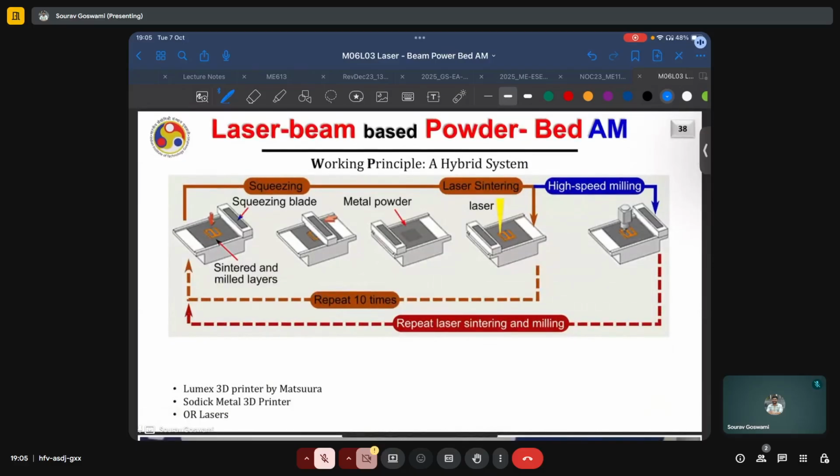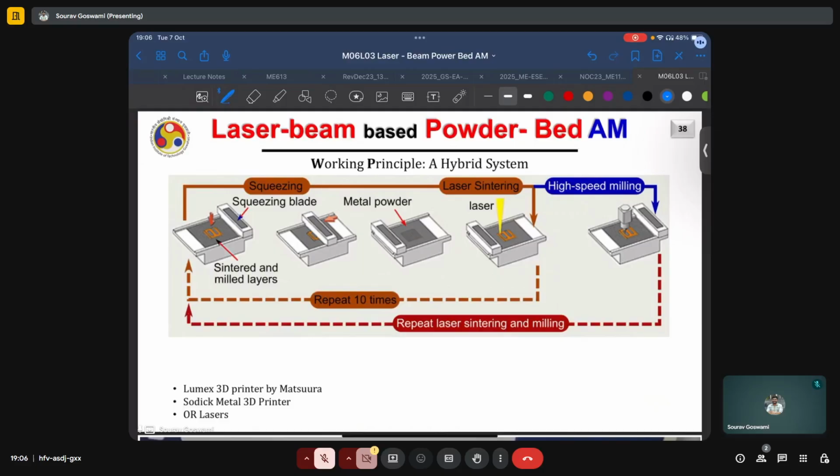Some hybrid systems have also been designed, such as shown here, which have a combination of milling, squeezing, and sintering. So there are some pre-existing sintered and milled layers over which a squeezing blade passes and introduces new powder into the system. This powder is then compacted and spread out into a thin layer and then sintered using a laser.